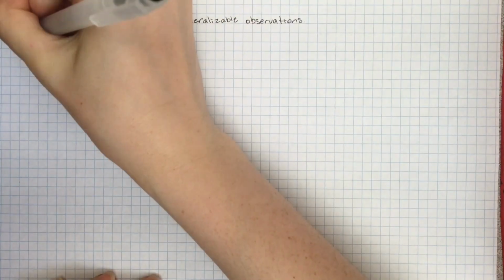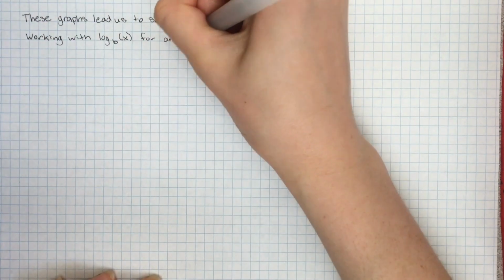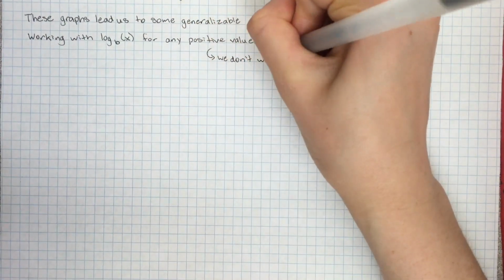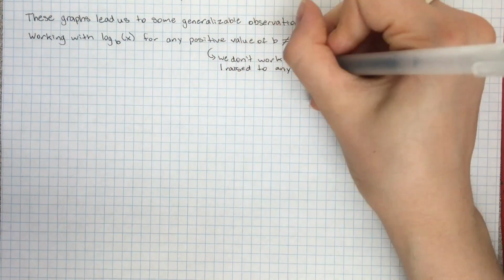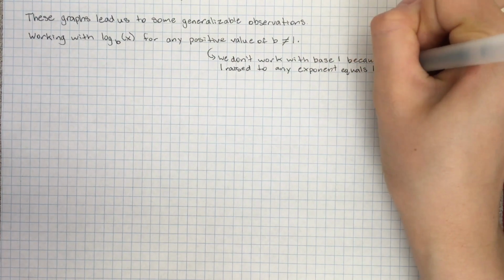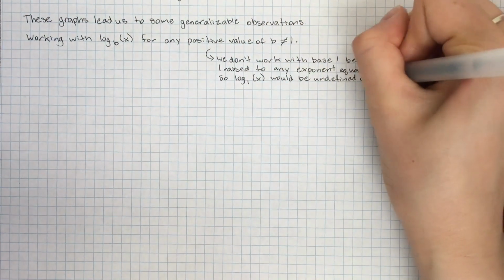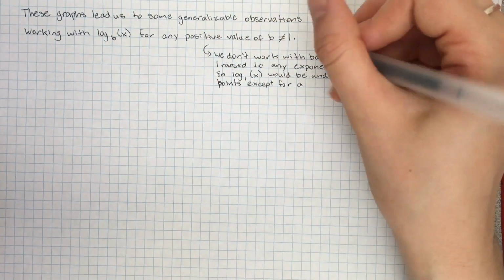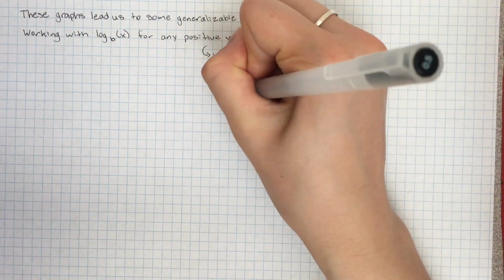Now, let's look at the limitations on these observations. These only apply when we're working with log base b of x for any positive value of b that's not equal to 1. The reason that we don't work with base 1 is because when you have a base of 1 and you raise it to any exponent, the value that results from that is going to be 1. So a log base 1 would be undefined at every point of x, except for at x equals 1, where we're going to see a vertical line occurring.